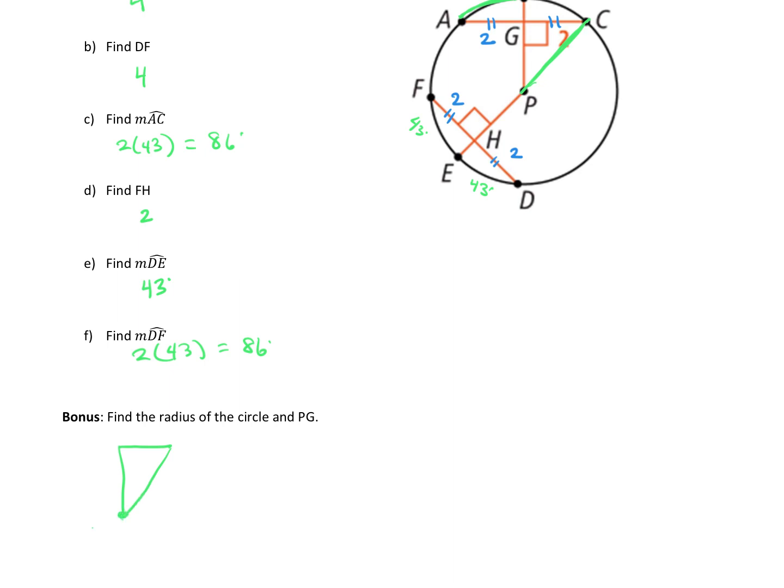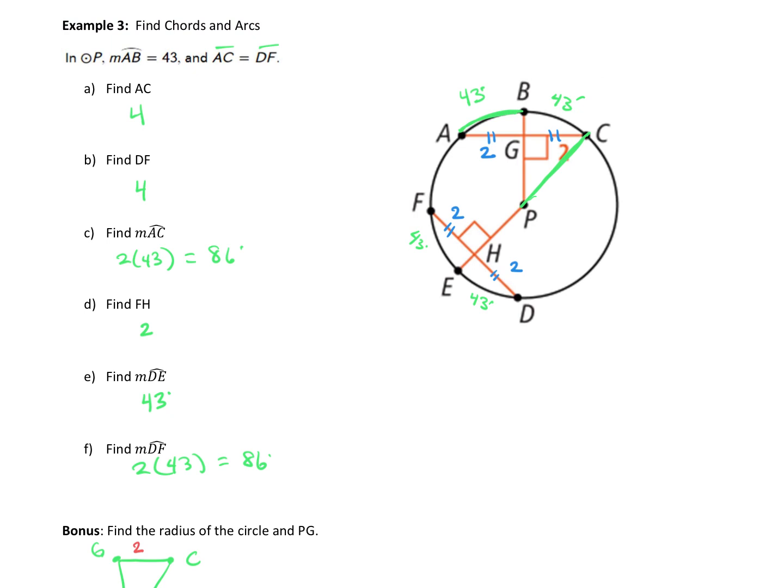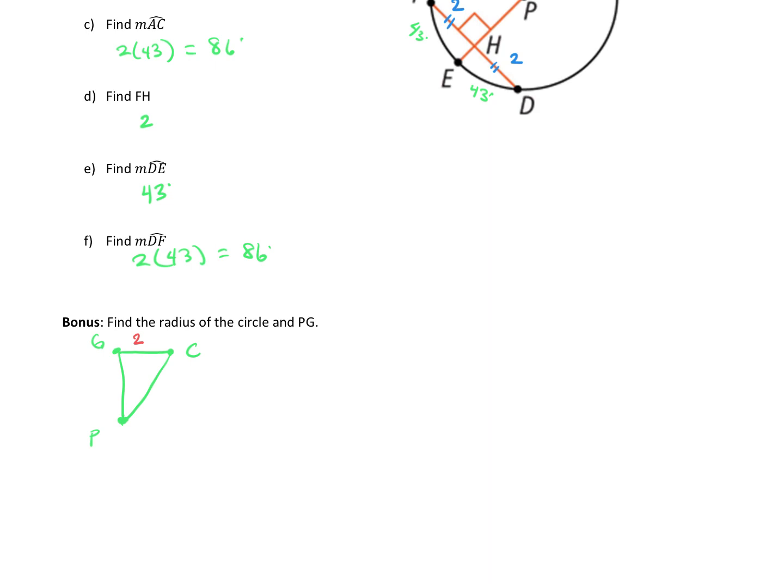Where P right here is the center of our circle. This is C, and this right here is G. We know that this is 2 units long. If we look at the picture real quick, we have the center of our circle. If you follow each radius out, it's creating that 43-degree intercepted arc, which means the central angle will have the same measure. Remember, a central angle and its intercepted arc have the same measure. So we have a 43-degree angle right in here at P.